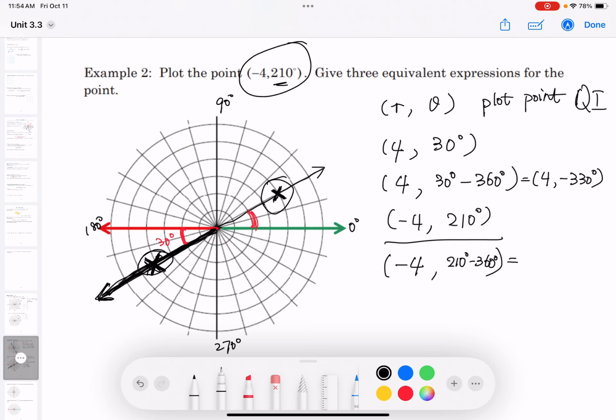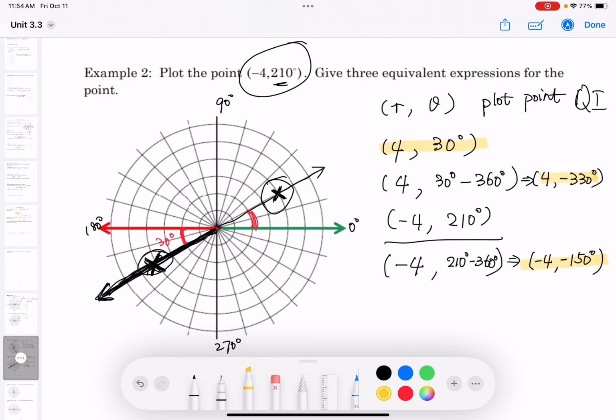So my polar coordinates is (-4, -150 degrees), so do the math. Okay, we found the 4 points. So another 3 points, 1, 2, and 3.